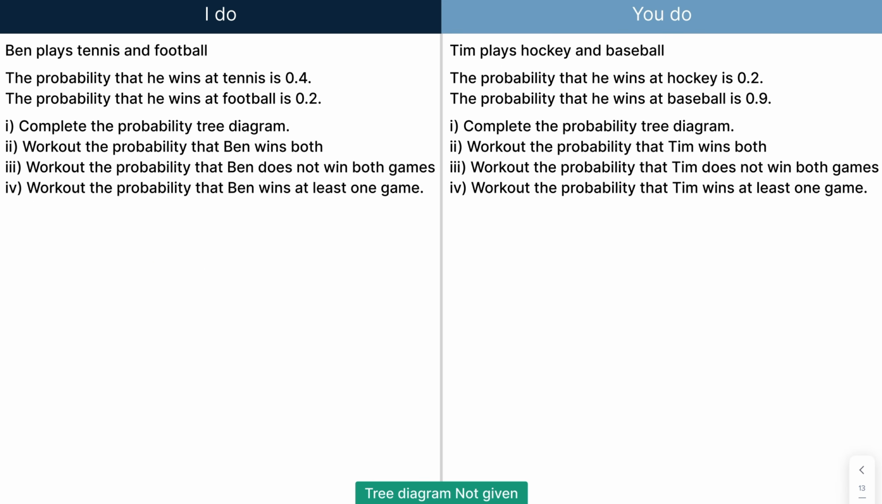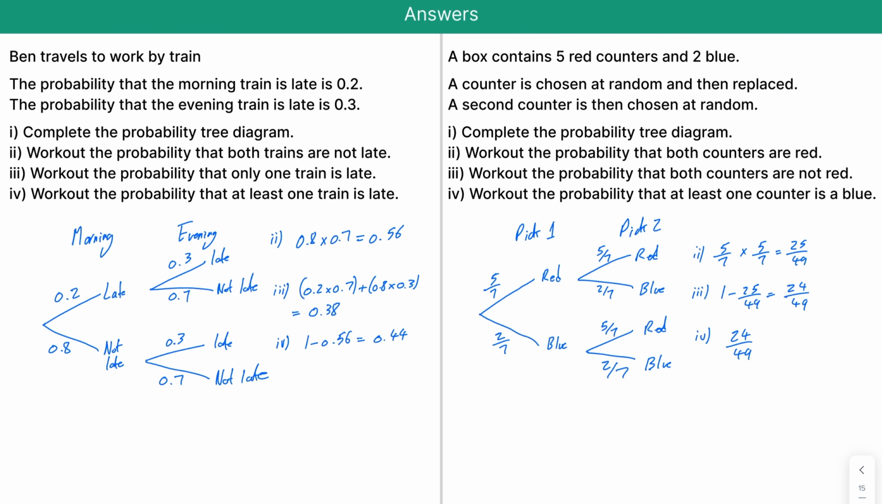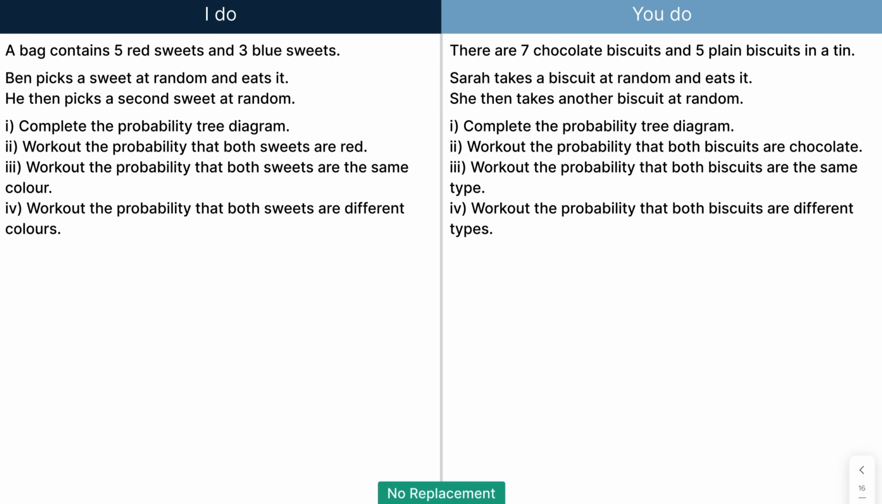And again, I'm going to skip through this one as well. I don't think we need to look at this one. What I'll come on to is this one here with no replacement. So essentially what's different this time is that the bag has 5 red sweets and 3 blue sweets, but this time Ben picks a sweet at random and eats it.